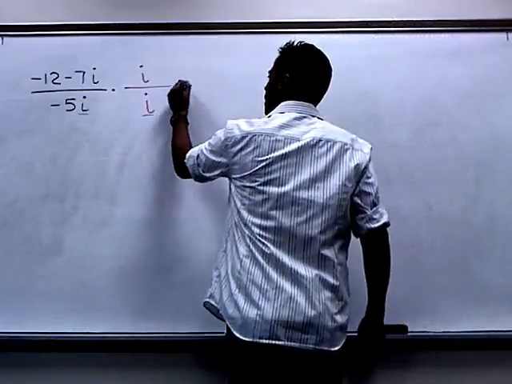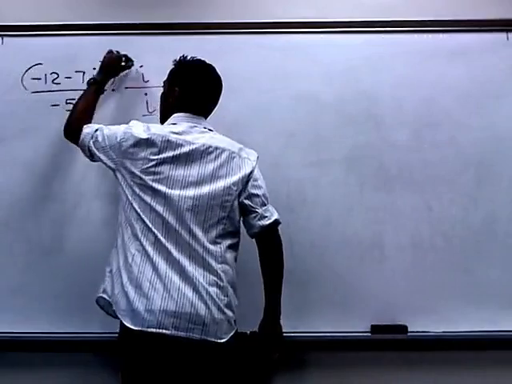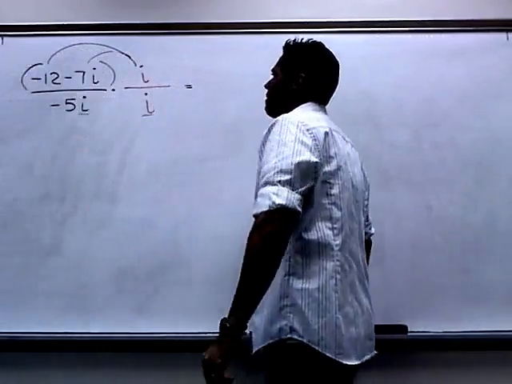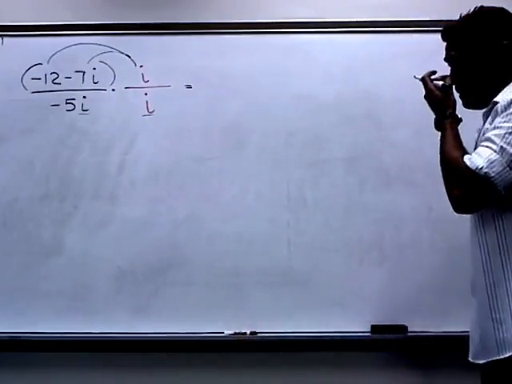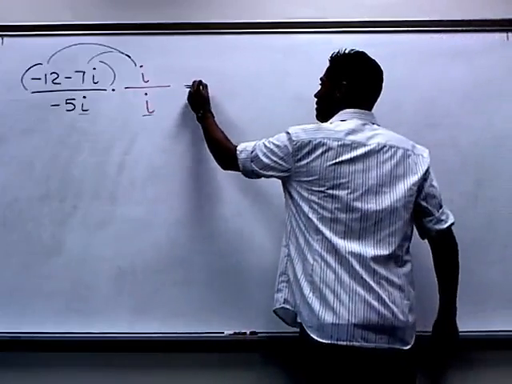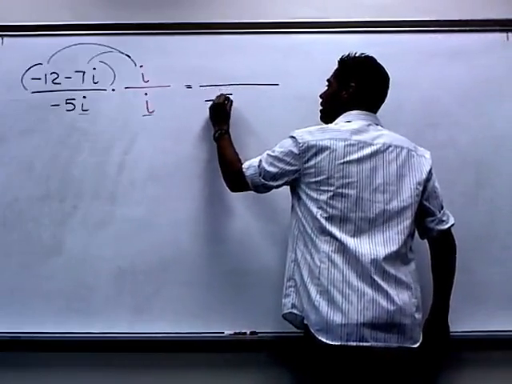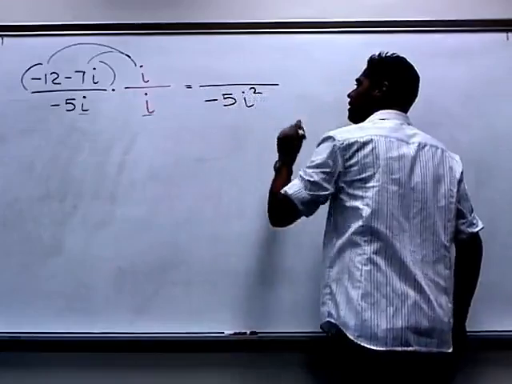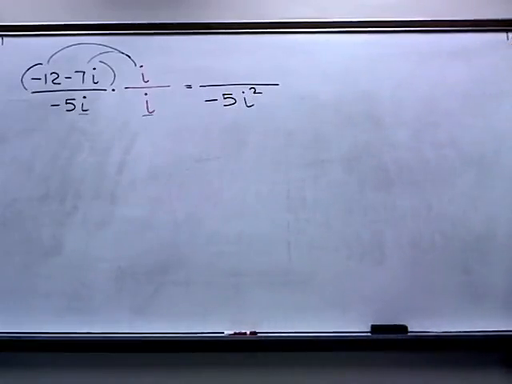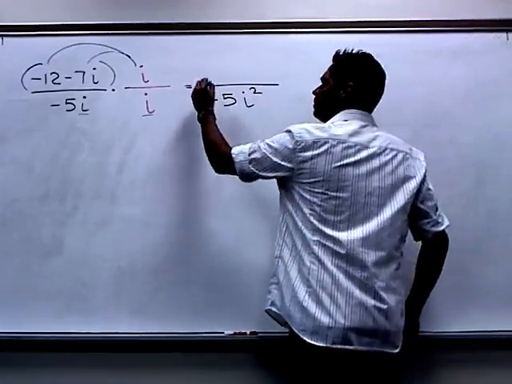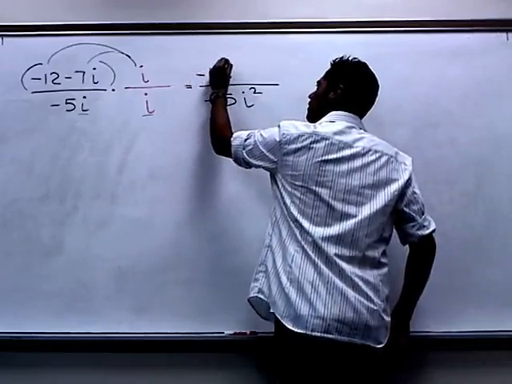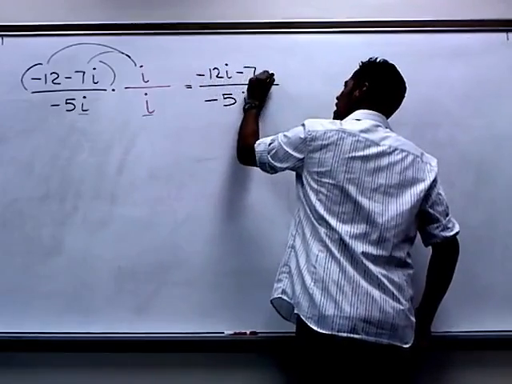All right, so let's multiply this on the top. I'll put my parentheses. I'll have to distribute through. On the bottom, what am I going to get? Negative 5i squared. On the top, negative 12i minus 7i squared.